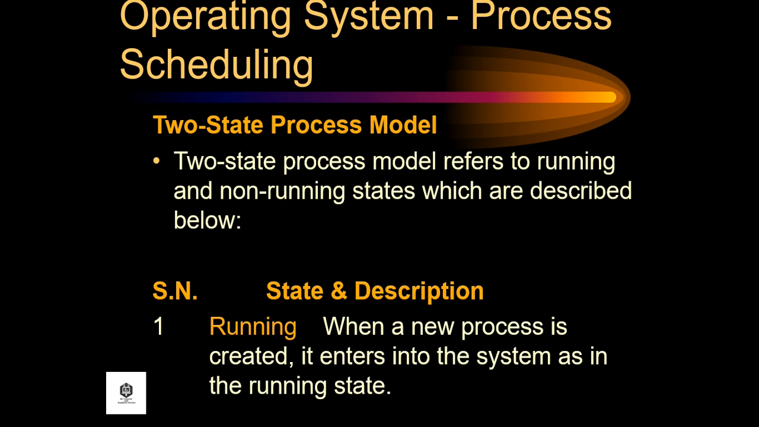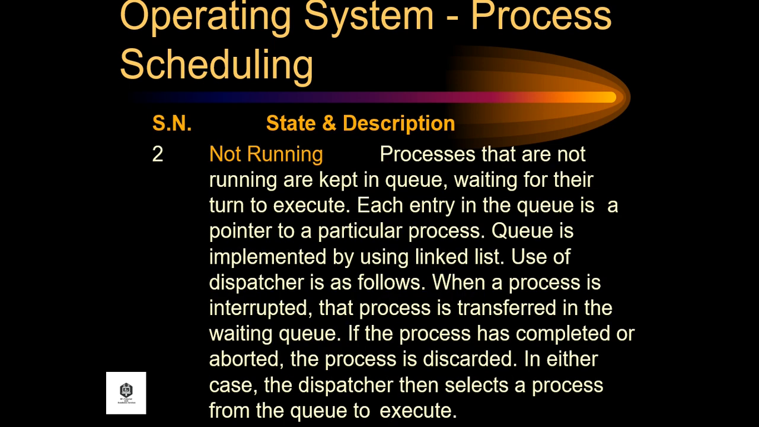The two-state process model refers to running and non-running states, which are described below. So here are the state and description. First, the running state. When a new process is created, it enters into the system in the running state. Second is the not running state. The processes that are not running are kept in a queue, waiting for their turn to execute.